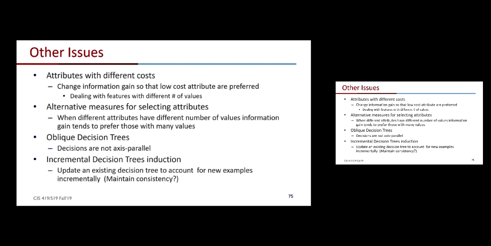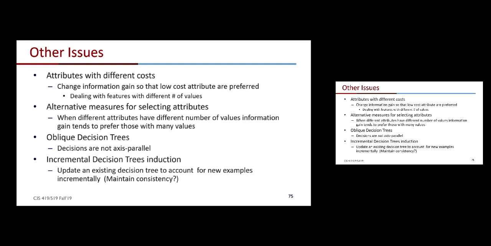Okay, so let me just briefly mention that there are many other issues that can come up in the context of decision trees, and in fact also in the context of other classifiers. So attributes can have different costs. At this point, I assume that all the attributes are the same. If in the medical diagnosis example, you may think that some attributes are more important than others. You can change the information gain to account for it.